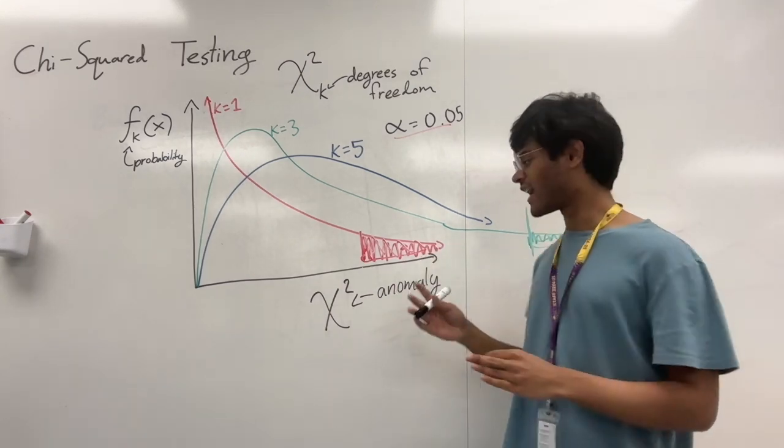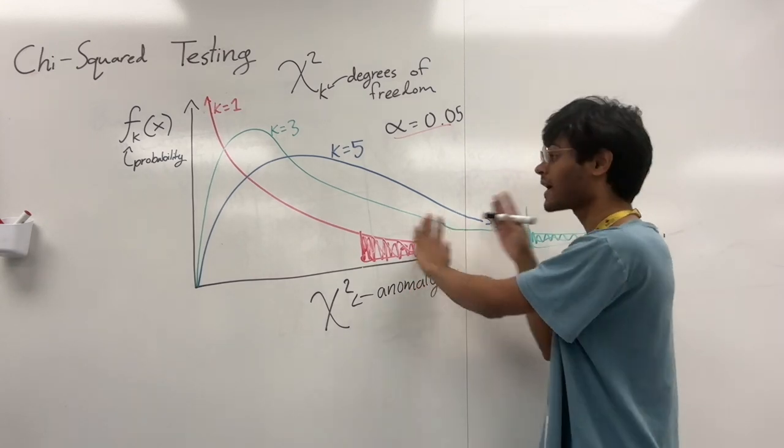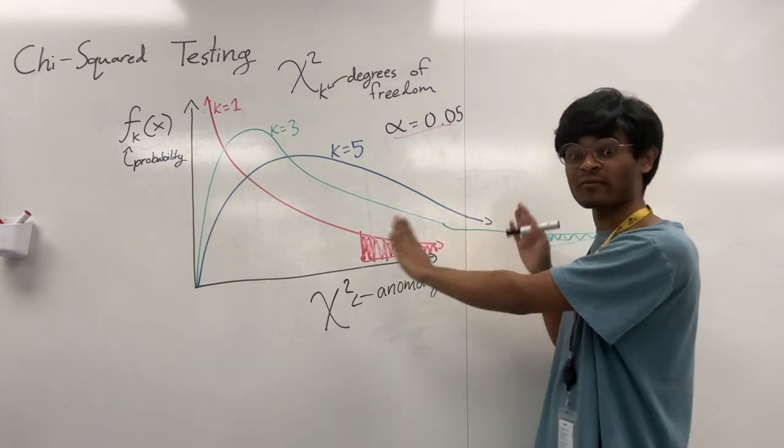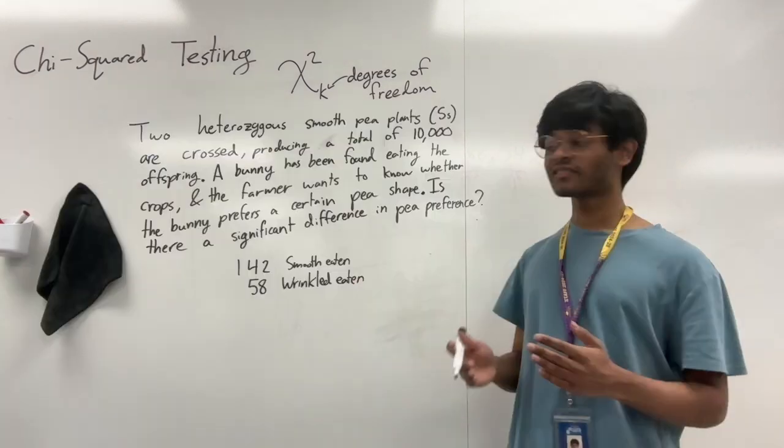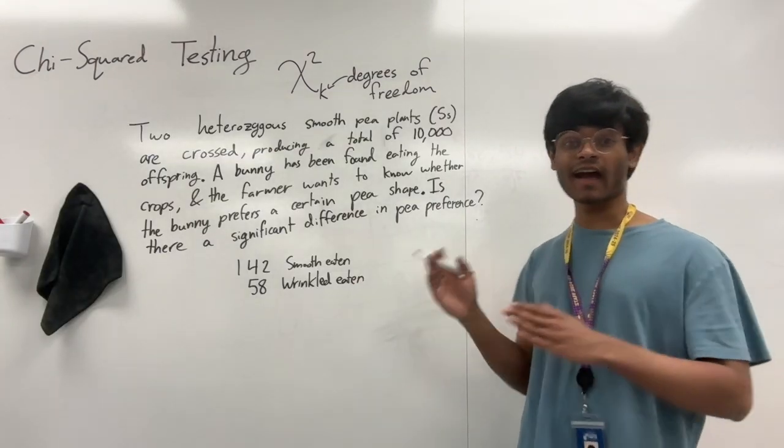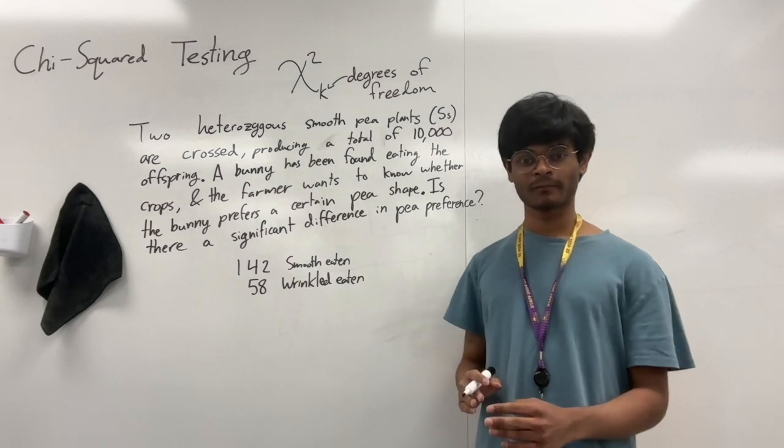How can we actually find that measure of anomaly that we can compare against these reference values? Let's see how we do that. Let's take an example to see how we can put chi-squared testing to work.